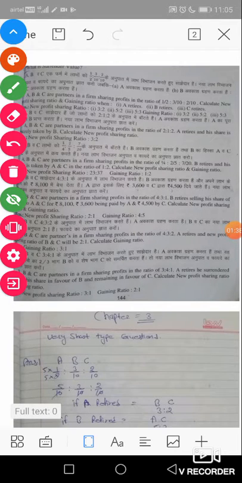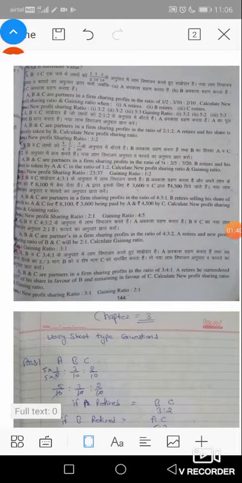Now I will start to read it. A, B, C are three partners in a firm sharing P and L in 1 upon 2, 3 upon 10 and 2 upon 10. Calculate the new P and L ratio and gaining ratio if A retires, if B retires and if C retires. This one question is asked in three ways.